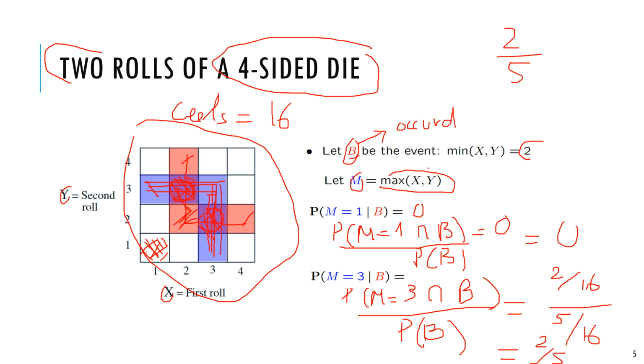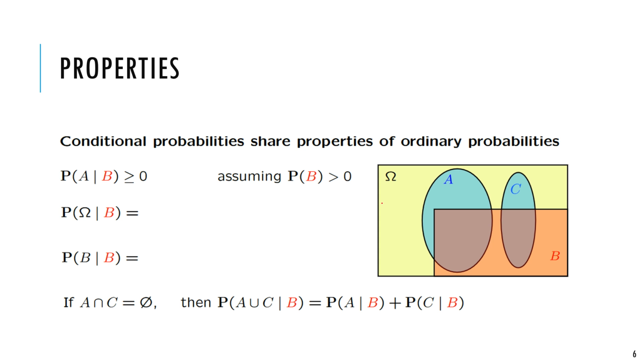Does this make sense for you? Yeah. We can calculate the probability depending on the event B occurring. So here are some properties. First, the conditional probability satisfies the properties of ordinary probability, the rules we learned in the previous slide. First, the probability is greater than 0, and we also assume that the probability of B is greater than 0.